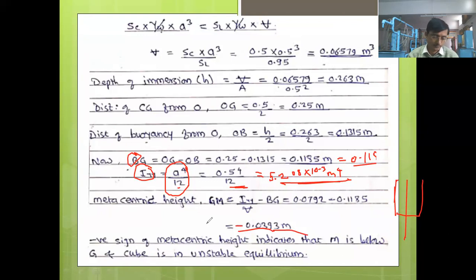What does it mean? At last in the answer you have to write down this sentence: negative sign of metacentric height indicates that M is below Z and therefore cube is in unstable equilibrium. Okay, त्याची स्टेबिलिटी कंडिशन काय असेल मग क्यूबची? Cube will be in unstable equilibrium. Is it over? समजलं सगळ्यांना?